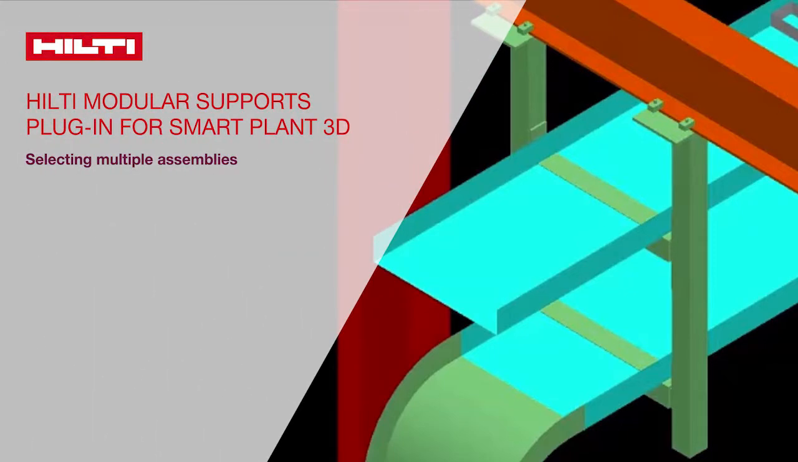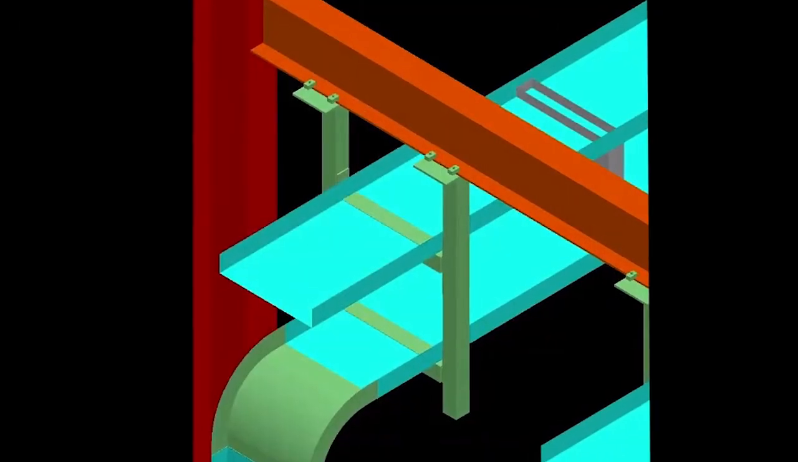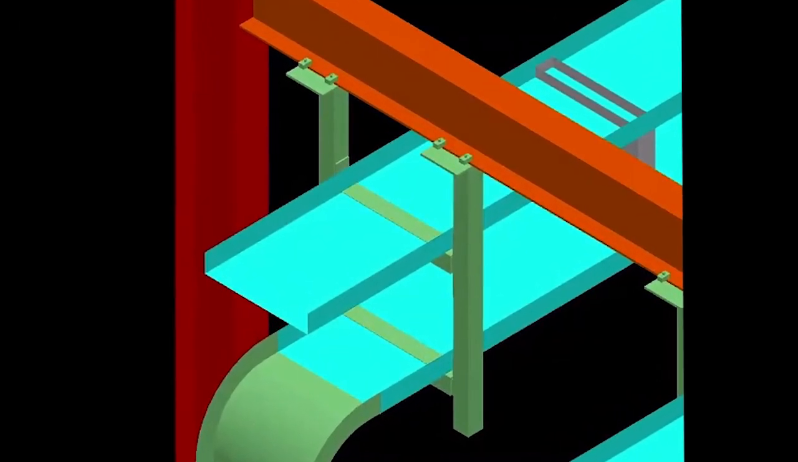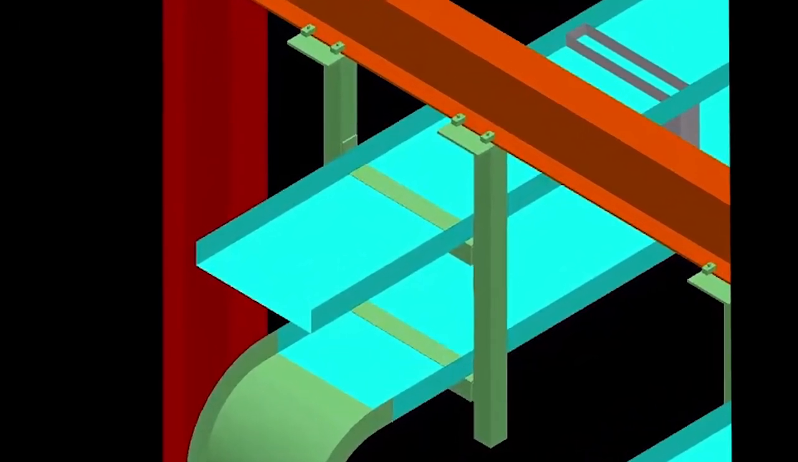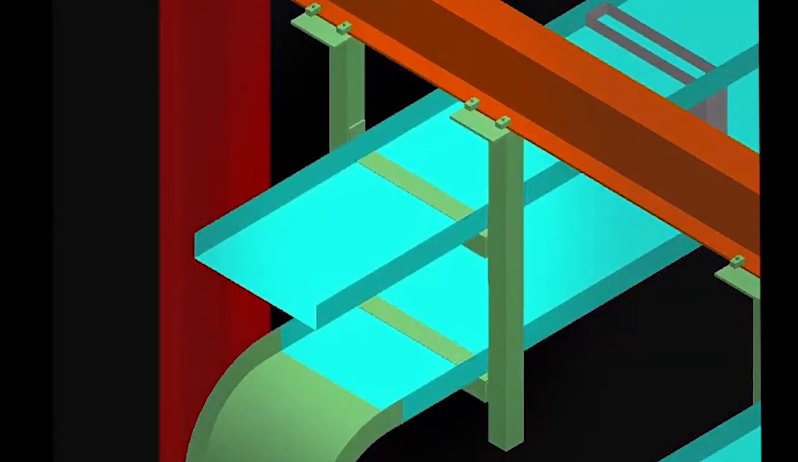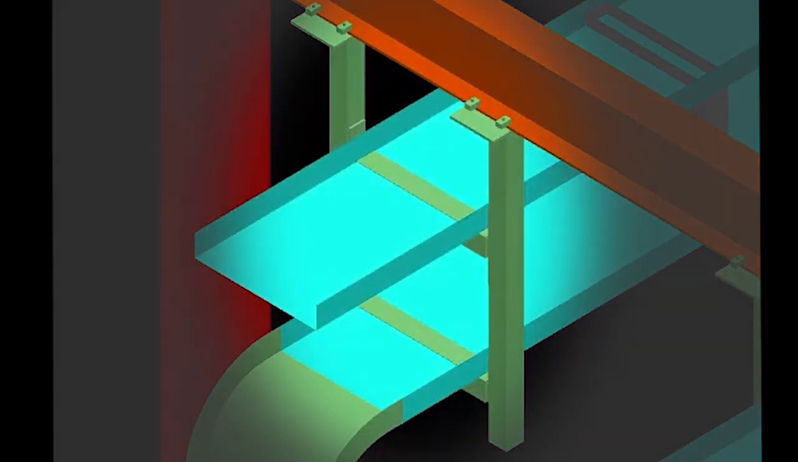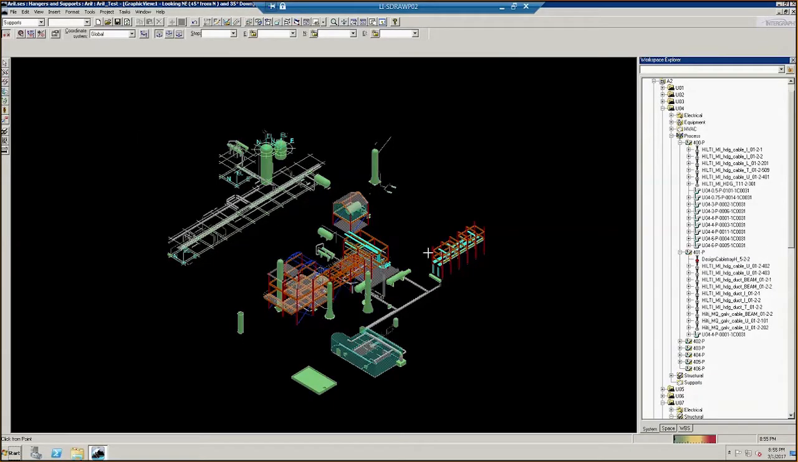In this video, you will learn how to combine multiple Hilti smart assemblies in your Smart Plant 3D model. For this example, let's create a support system attached to steel for two trays, one above the other. To begin, zoom to the location in your model where you want to work.